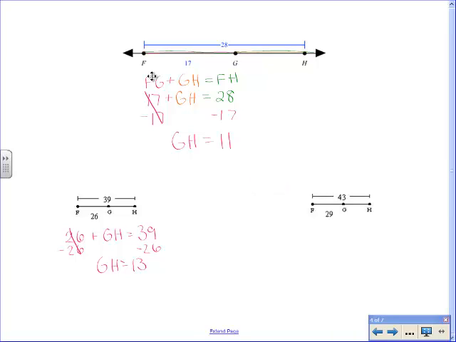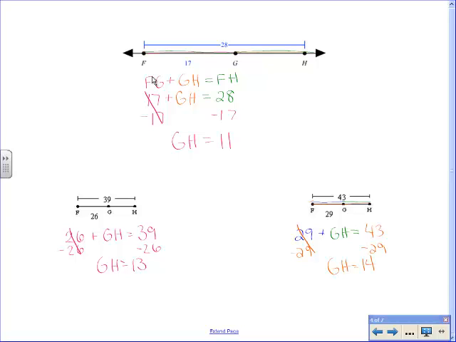One more example like this. This time segment FH is 43 units long, segment FG is 29, and segment GH is my variable. Then 29, which is segment FG, plus GH equals 43. If I subtract 29 from both sides, I can see that segment GH is 14 units long.